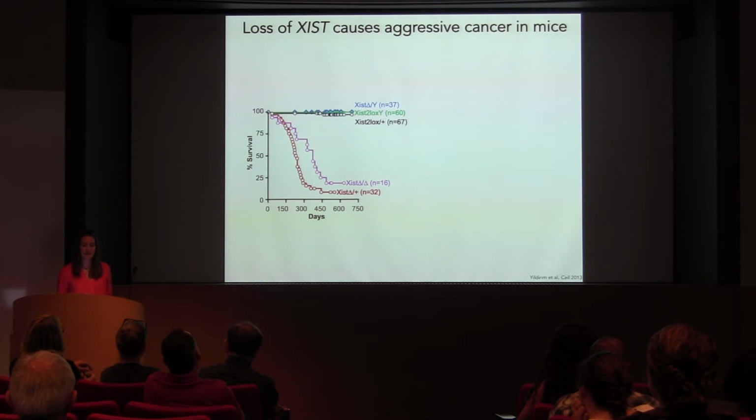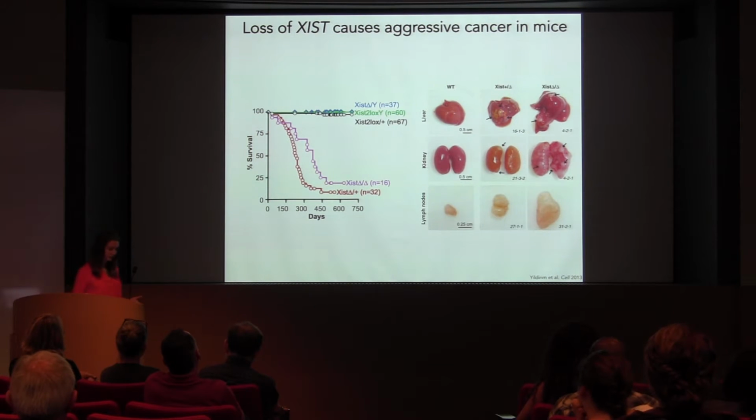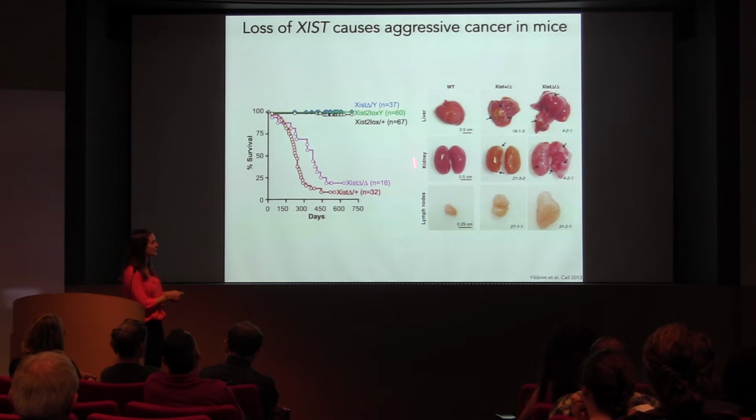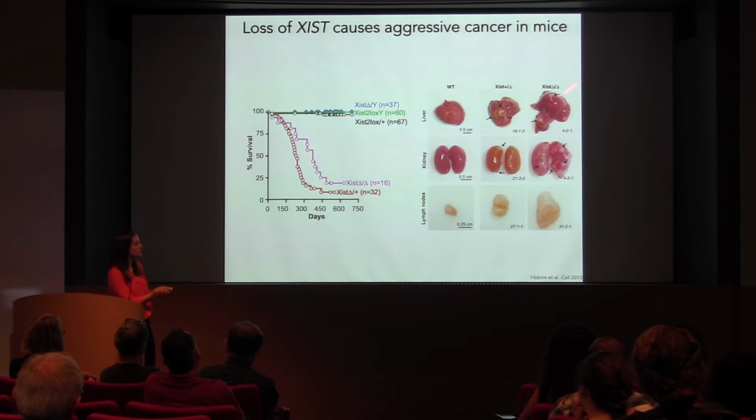And what's really fascinating is that they get really bad cancer. So what I'm showing here is the liver, kidney, and lymph nodes taken from these mice. And I'm showing a wild-type mouse, which you could think of as one of these mice, and then 2 mice who are from these groups. And you can see that the liver and the kidney develop tons of tumors, and that the lymph node is incredibly enlarged in these mice.